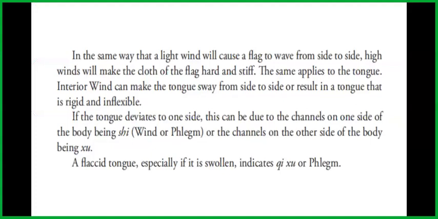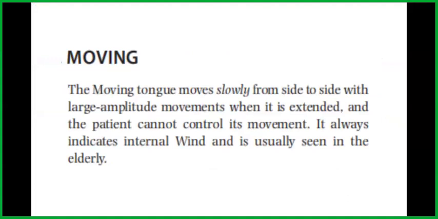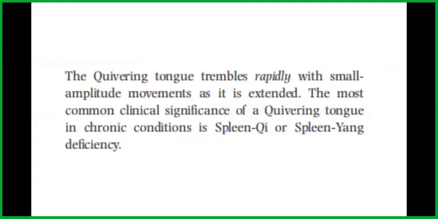The moving tongue moves slowly from side to side with large amplitude movements when it is extended, and the patient cannot control its movement. It always indicates internal wind and is usually seen in the elderly. The quivering tongue trembles rapidly with small amplitude movements as it is extended. The most common clinical significance of a quivering tongue in chronic conditions is spleen qi or spleen yang deficiency.